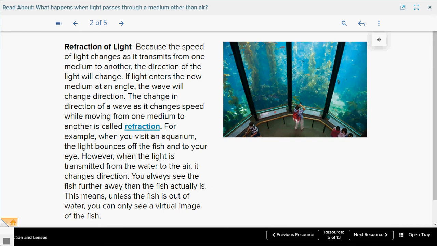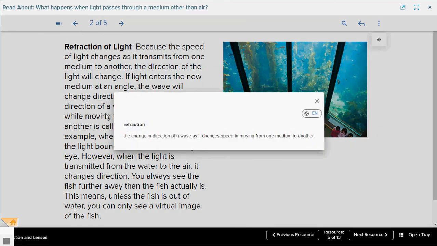So it's called refraction. The change in direction of a wave as it changes speed while moving from one medium to another is called refraction. What's meant by refraction? Refraction is the change in the direction of a wave as it changes speed in moving from one medium to another.